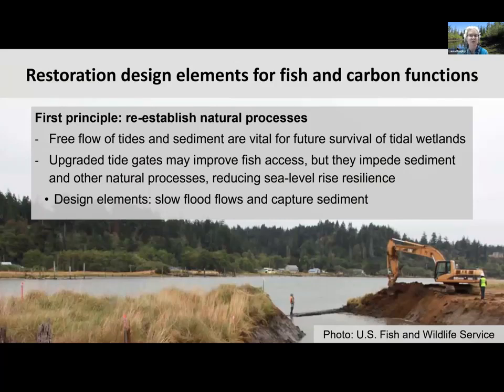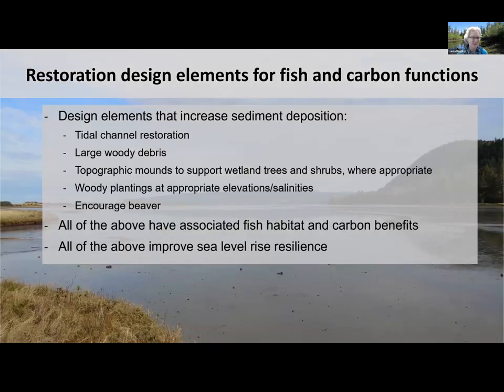And examples, well, first, the principle that we need to follow is to reestablish natural processes. Free flow of tides and sediment are vital. Upgraded tide gates might let some fish in, but they impede sediment accretion and other natural processes, so they reduce sea level rise resilience. And we need to incorporate design elements that slow flood flows and capture sediment. Some examples of those, which I will show pictures of, are tidal channel restoration, woody debris, topographic mounds, woody plantings, beaver. All of these have fish and carbon benefits, and all of them help improve sea level rise resilience.